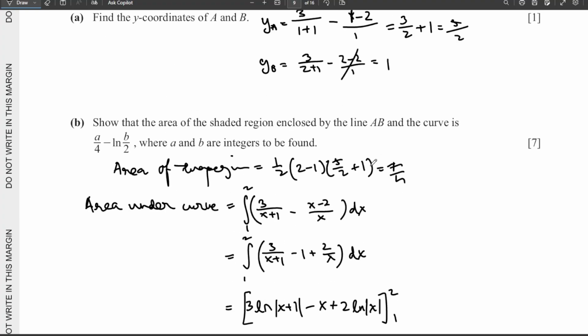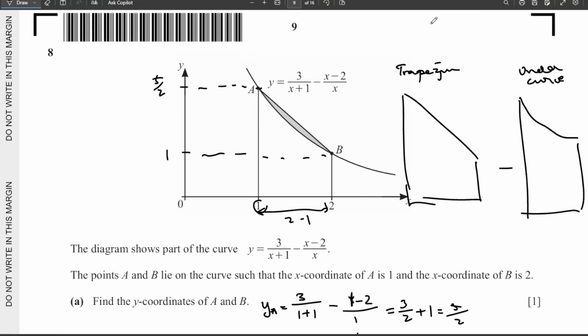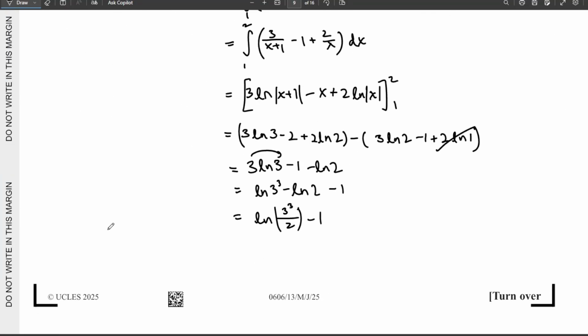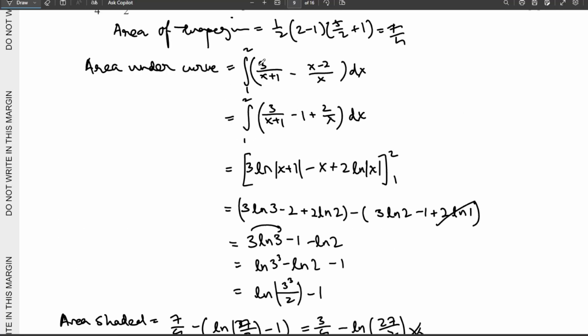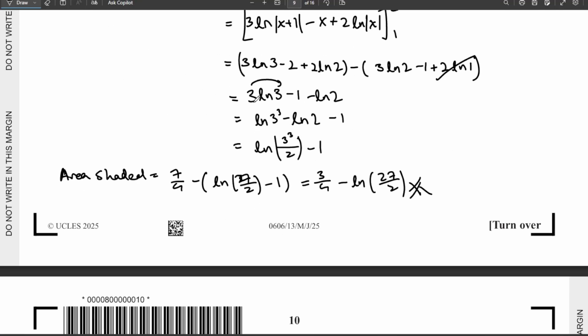Now I just need to subtract the area. So the area of the trapezium minus the area under the curve. So the shaded area is 7 over 4 minus this part. Yes, so this will be our final answer. And A will be 3 and B is 27.